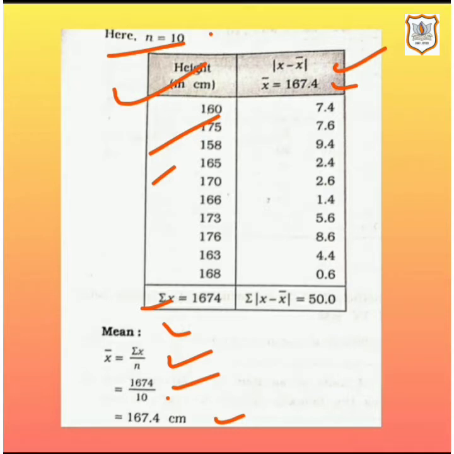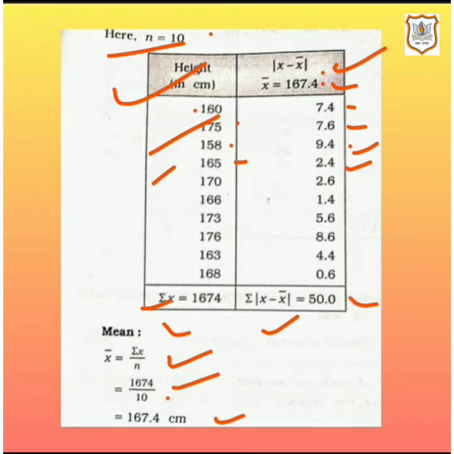Now x minus x bar, that means 160 minus 167.4, that gives you 7.4. Then 175 minus 167.4, that gives you 7.6. And 158 minus 167.4, that gives you 9.4. Now 158 minus 167.4 gives a positive value because absolute is given here. So all are positive values here. Then 165 minus 167.4, that gives you 2.4, and so on. And if we total this column, we'll get the sigma absolute x minus x bar is equal to 50.